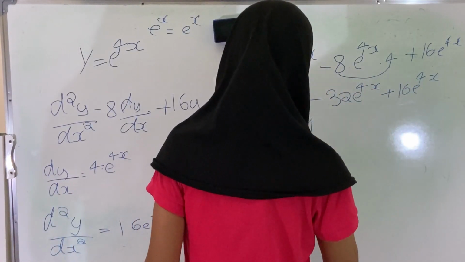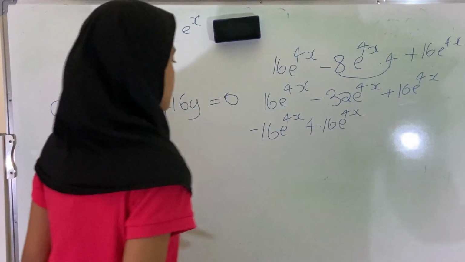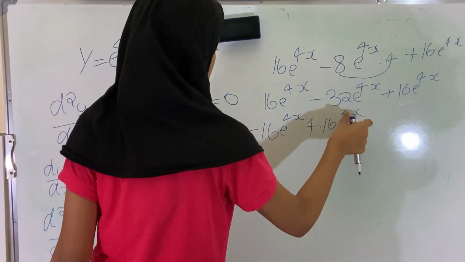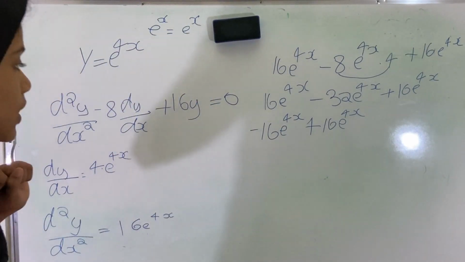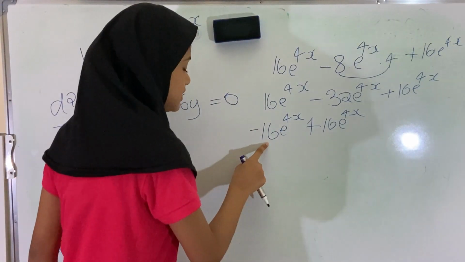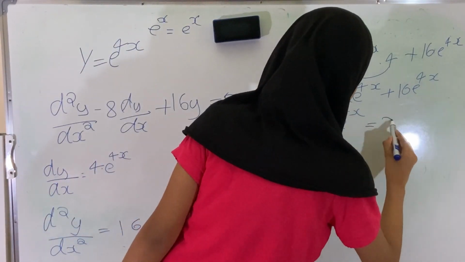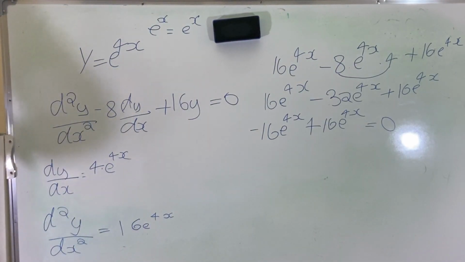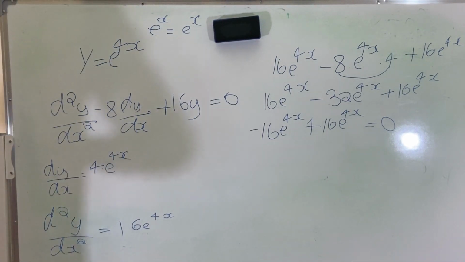Now plus 16 e raised to 4x. Here you can see that they are both e raised to 4x, which means it is also possible to add them together. So minus 16 plus 16 is 0, right? Minus 16 plus 16 is going to be 0. So that means the answer of this is 0.